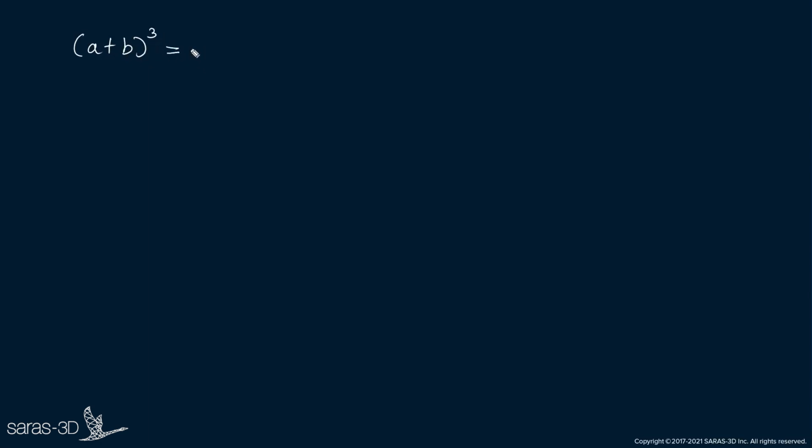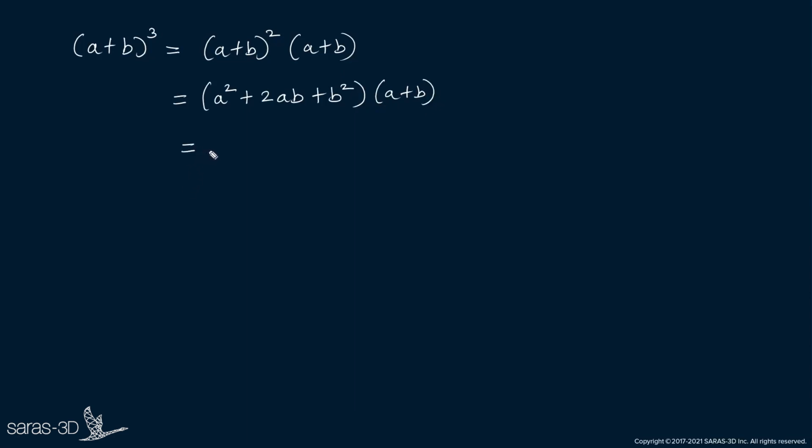Now (a plus b) the whole cube can be written as (a plus b) the whole square times (a plus b), right? So now we know the identity for (a plus b) the whole square. That is nothing else but a square plus 2ab plus b square, right? And then a plus b as it is. Now what are we going to do? We are going to multiply all the terms in these two brackets.